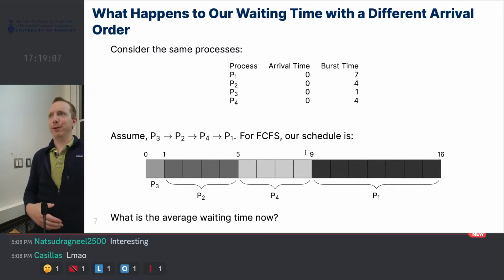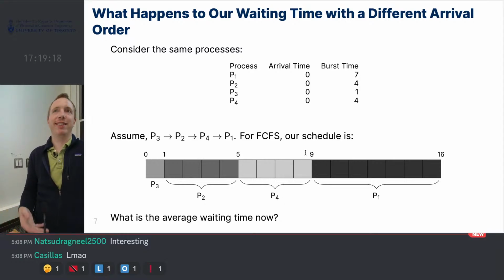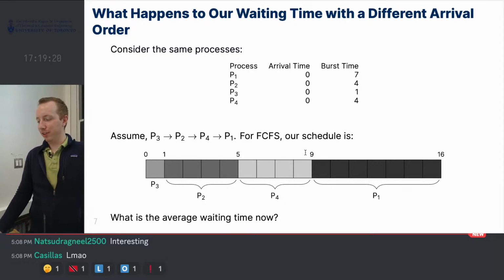So you might think, well, first come, first serve is pretty bad because the average waiting time varies wildly between just whatever order the processes happen to come in, which generally isn't good, since we want our systems to be fairly predictable. So first come, first serve, it's an algorithm, it's not the greatest.